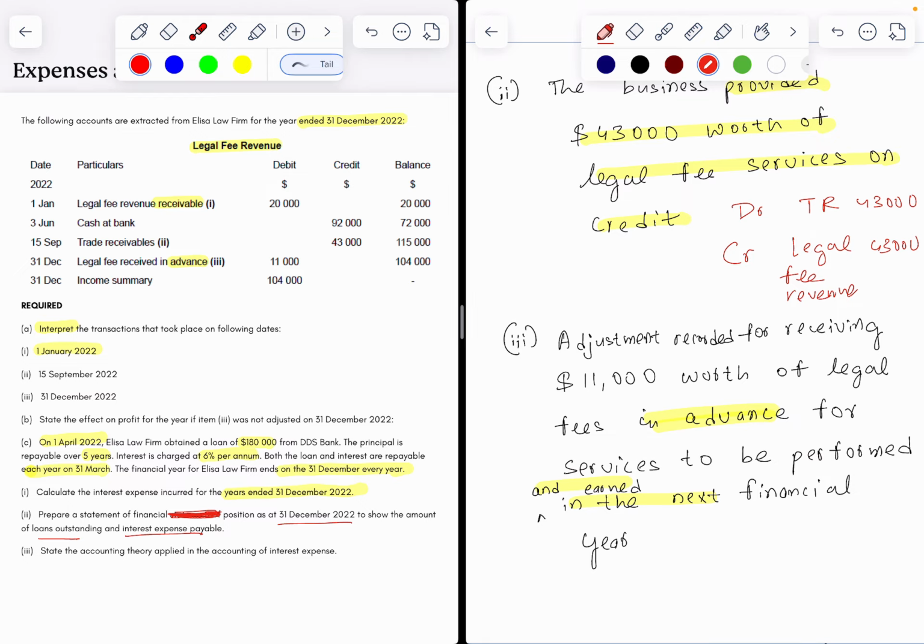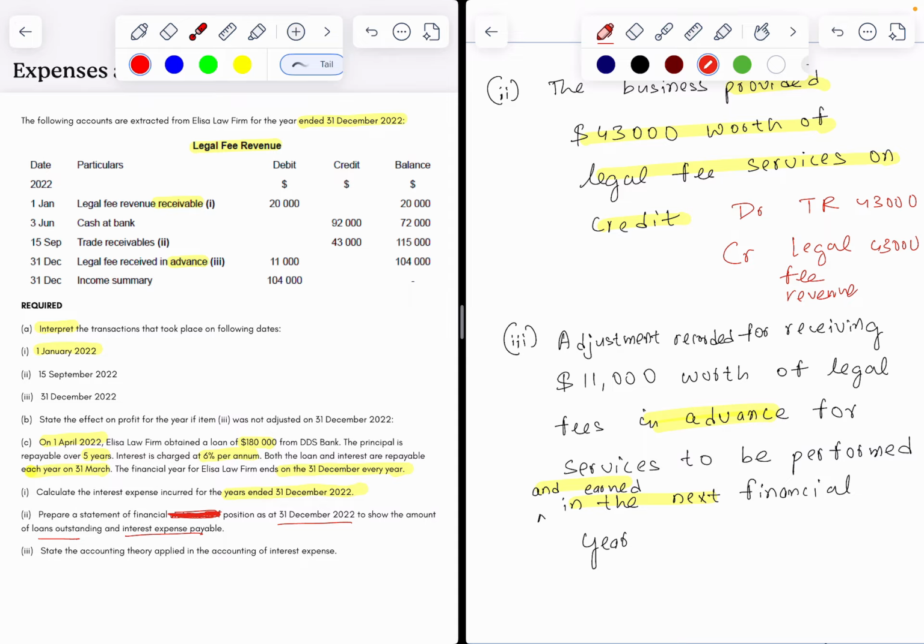All right, so now let's go to the third transaction, which is the 31st of December 2022. On the 31st of December 2022, we can see that the business is recording some kind of adjustments, all right? So the first adjustment, which is mainly what we are talking about, is the legal fee revenue received in advance that is being debited in the legal fee revenue account by $11,000. What does this mean? So when we have revenues received in advance, we have a current liability now, all right?